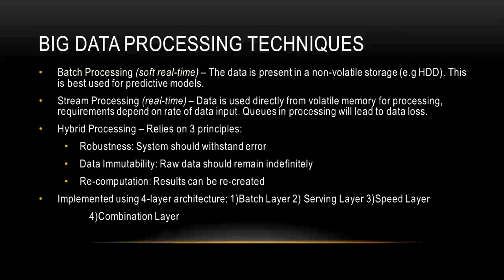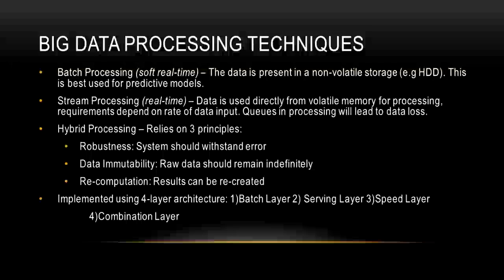Processing of big data is done through either of these 3 famous techniques. Batch processing is done when requirements are not time critical. Data is usually retrieved from non-volatile storage such as hard disk drives for this purpose. This technique works best for obtaining high accuracy from predictive models. Stream processing is done when results are required promptly. Data is directly taken from volatile memory for processing. If the processing rate does not match the data stream rate, data loss will occur.